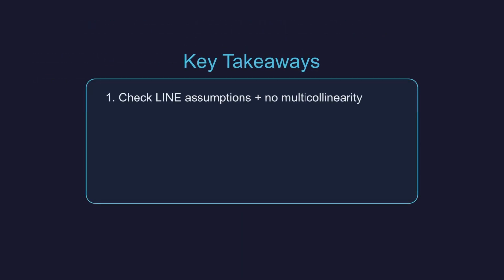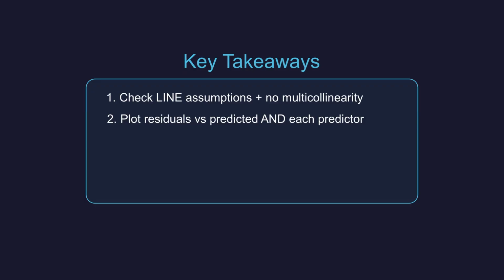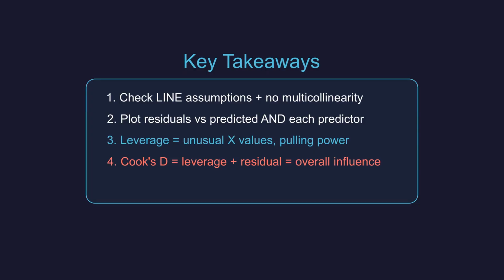To summarize diagnostics in multiple regression, always check the line assumptions plus multicollinearity. Make residual plots against predicted values and each predictor. Understand leverage as a measure of unusual x values. Use Cook's distance to assess overall influence. And when assumptions fail, use transformations, try different models, or at minimum report your findings transparently.